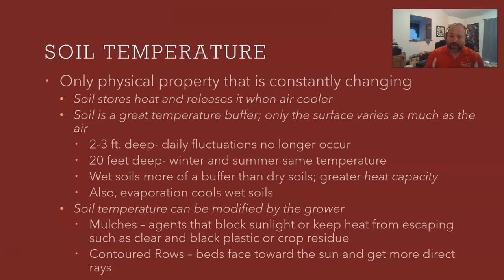If you get 20 feet deep, you don't even get a change in seasons. It doesn't matter if it's snowing on the ground or it's 110 degrees outside. 20 feet deep in the soil, it's the same all year around. And how does that work? Well, it's just the idea of it being insulated. The daily fluctuations come from precipitation and temperature fluctuations, but you don't get any of that once you're deep enough into the soil.